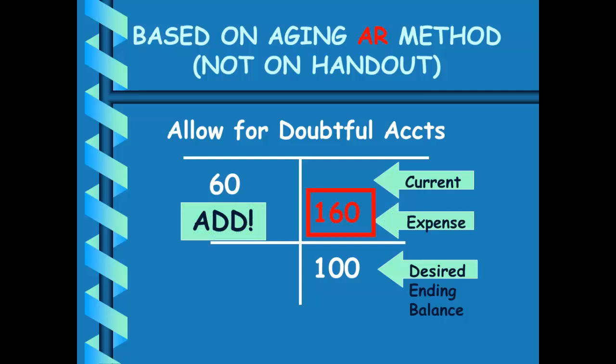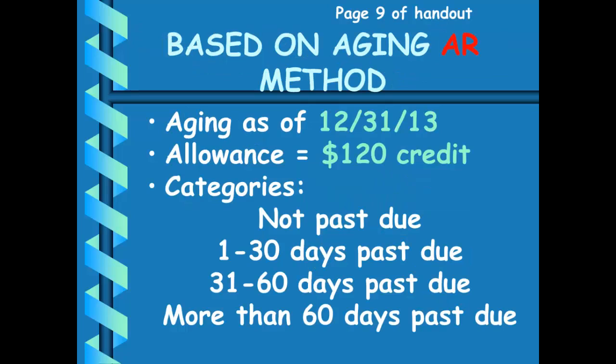So do you see why I had to think about what's already in that account to determine how much to make the entry for? Page 9 of the handout. Today is December 31st, 2013. The allowance for doubtful accounts has a $120 credit balance. We are going to categorize my receivables as not past due, 1 to 30 days past due, 31 to 60 days past due, and more than 60 days past due. Keep in mind, today's December 31st now.